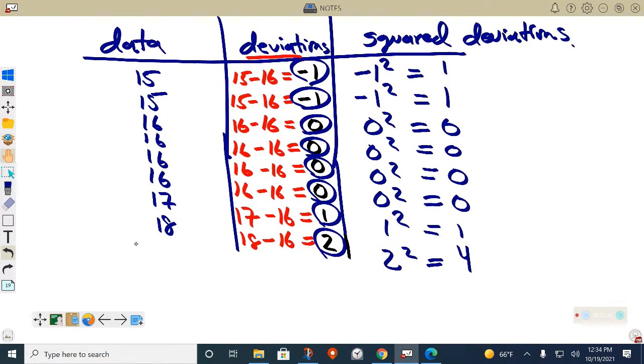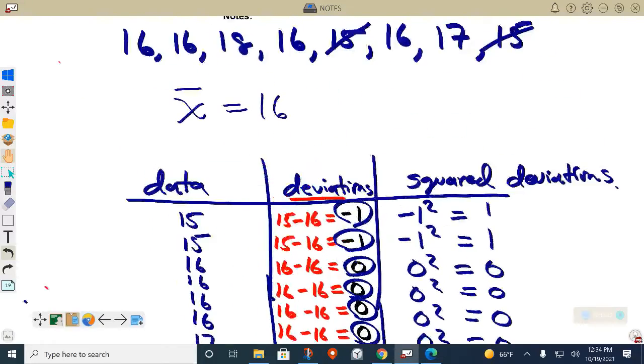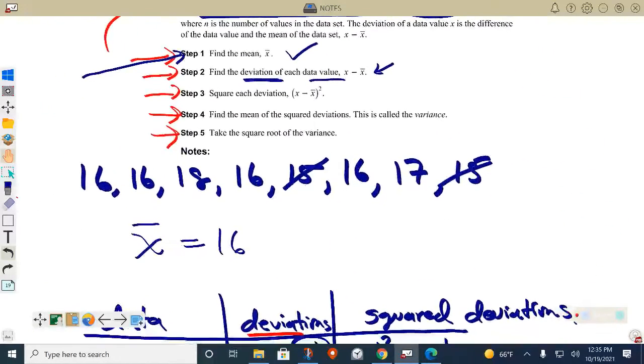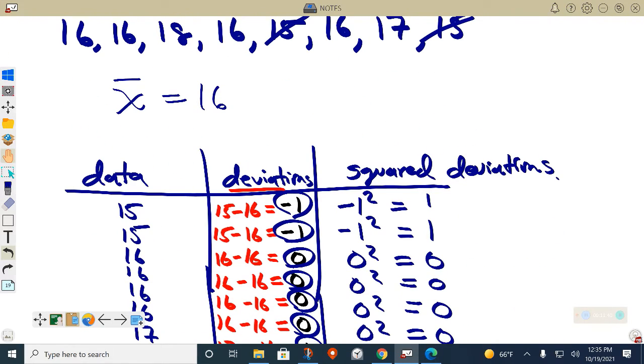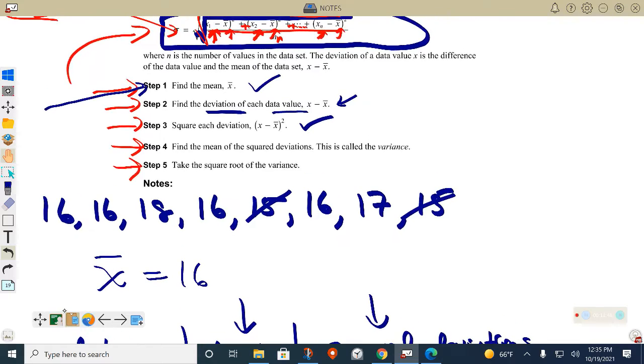So let me go back to the 5 steps. We squared each deviation. We just did that right now. Step 2 is the second column. Step 2 was right here. We found the deviations. This is step 2 right here. Here's step 3. All I'm doing is breaking it down into bite-sized pieces, that whole nasty formula.